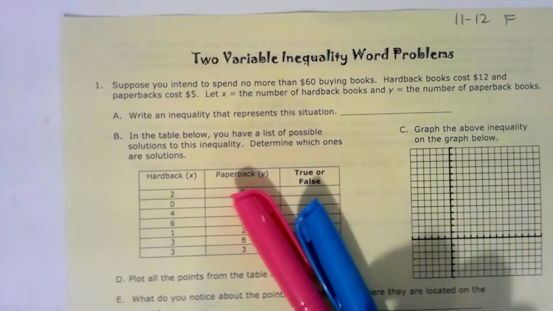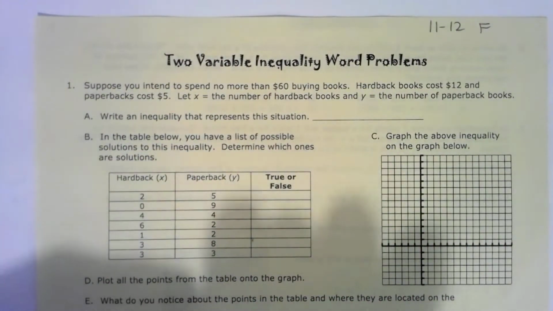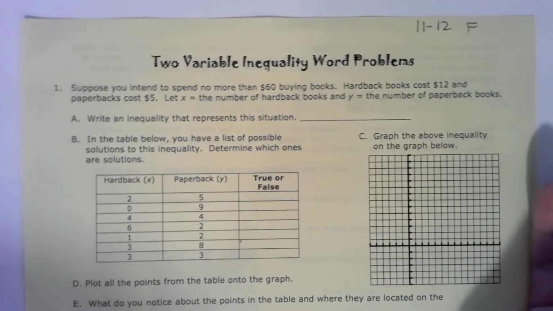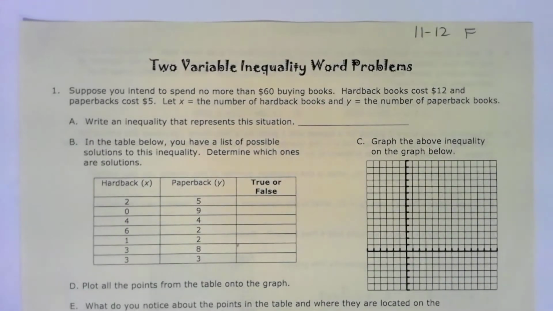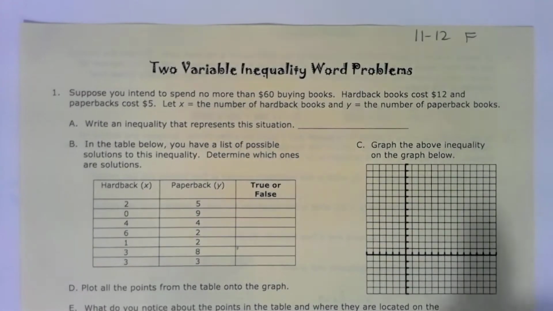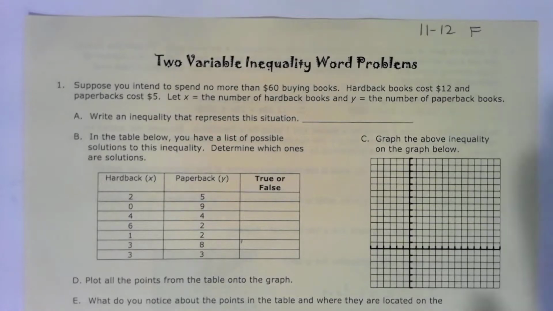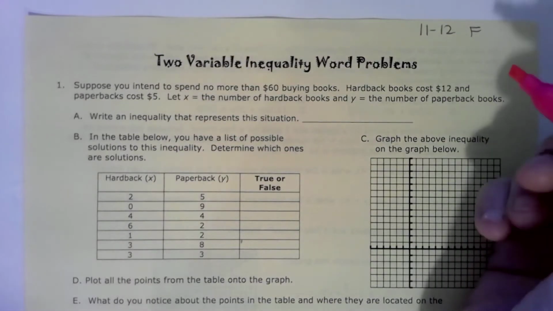Okay, so let's read this one. It says, suppose you intend to spend no more than $60 buying books. Hardback books cost $12 and paperbacks cost $5. Let X equal the number of hardback books and Y equal the number of paperback books. I think I did some of this with you in some of your classes. This might have been in your notes. But I'm going to do it anyway.